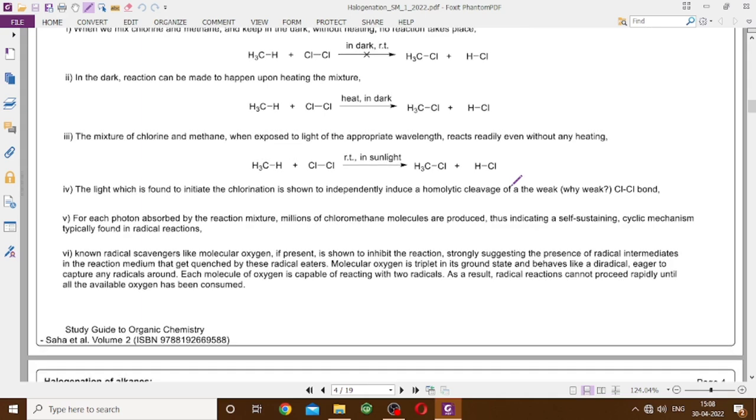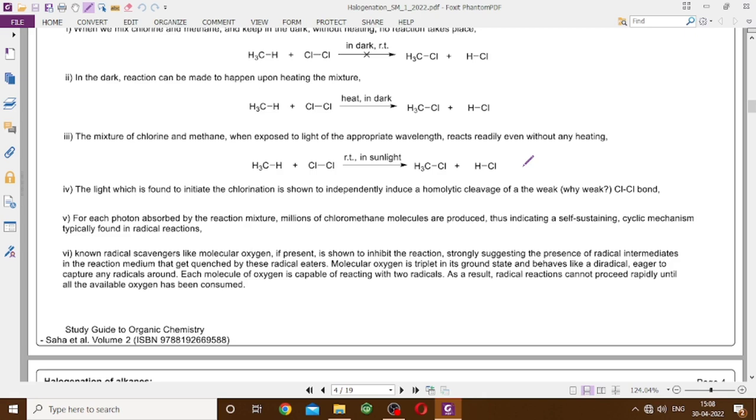And more importantly, if radicals are involved as intermediates, then if you push through or inject in the reaction medium some species that are known to react with radicals aggressively, they are known as the radical scavengers. One particular example that comes to mind is the air that you breathe. The oxygen, molecular oxygen, in its ground state, it is triplet in nature, and therefore when a radical is around, it just gets combined with the oxygen.